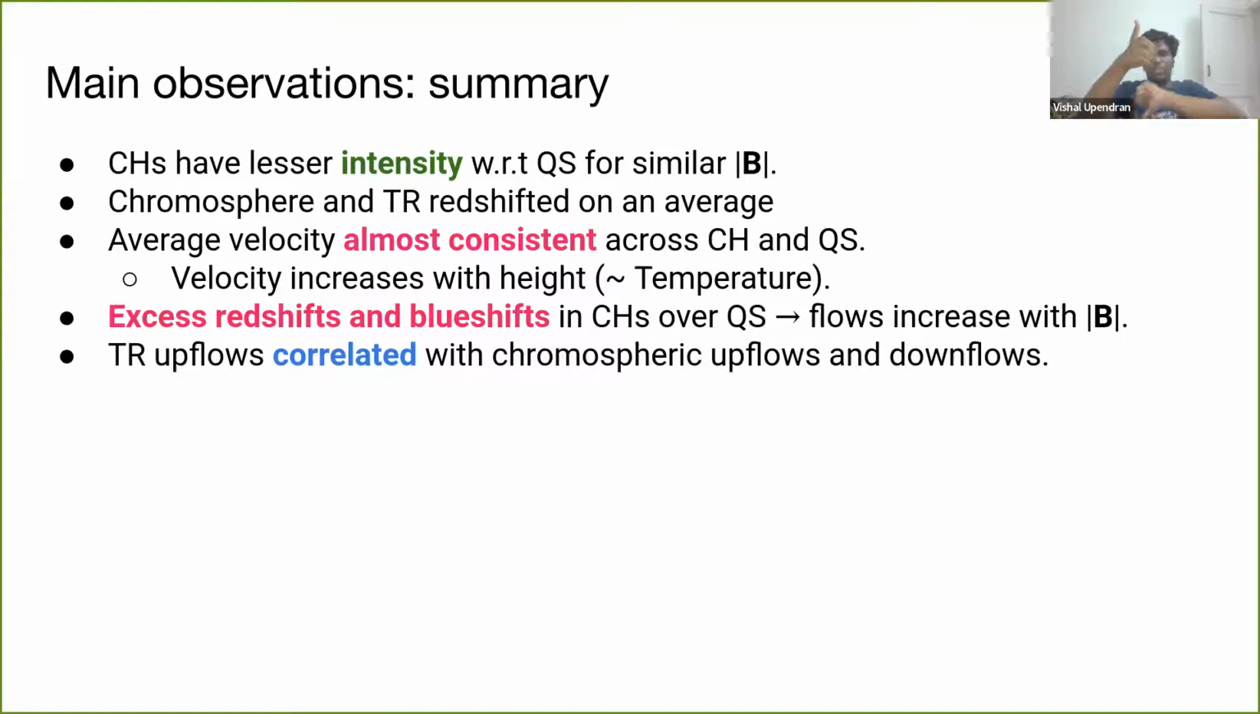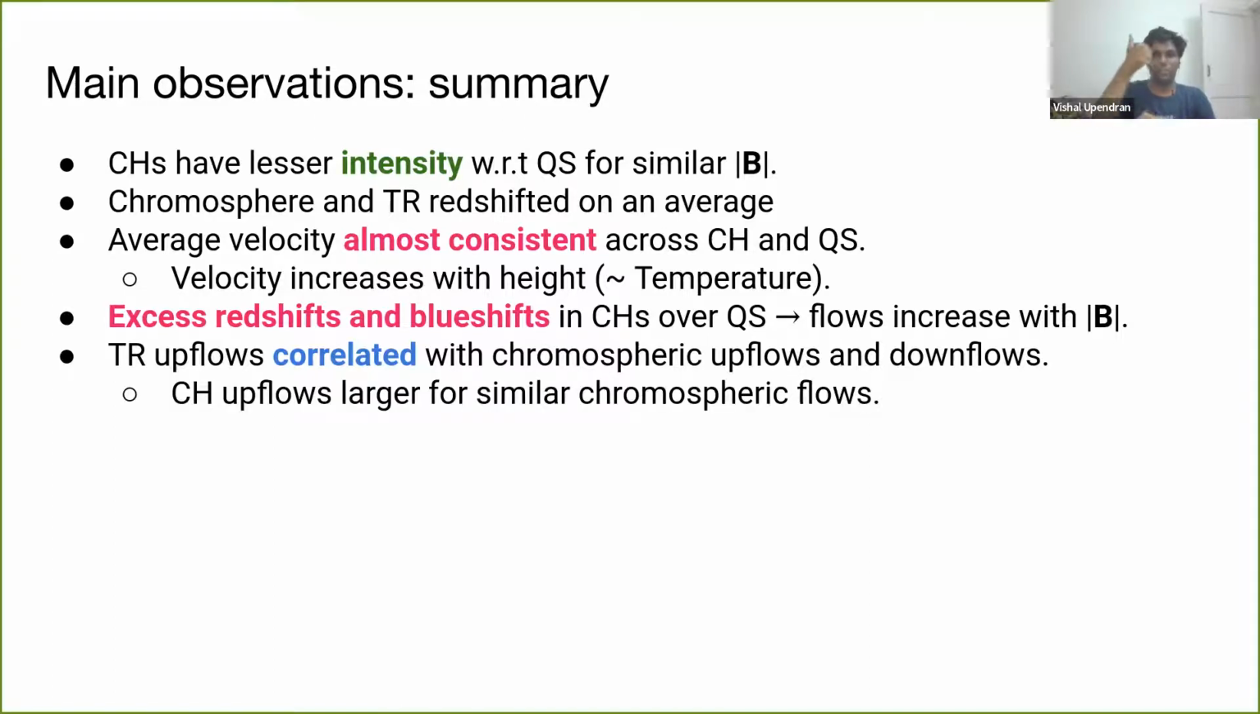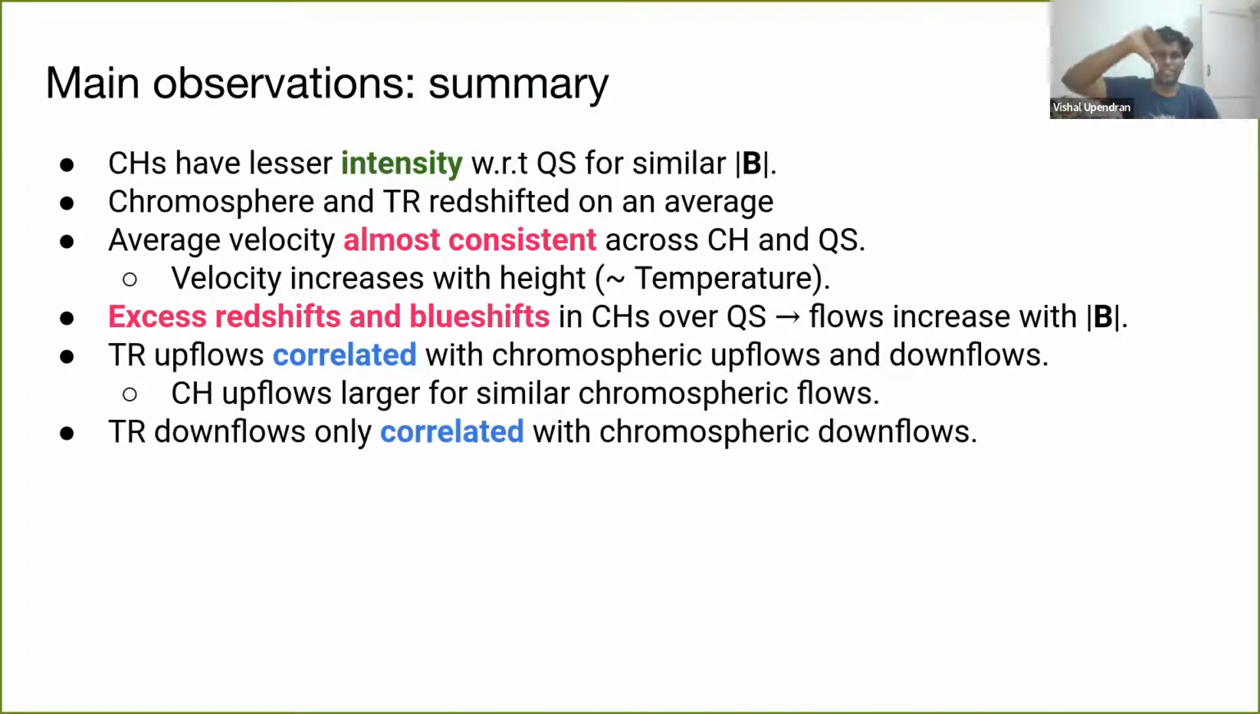upflows and downflows in the chromosphere, with the coronal holes showing larger upflows or larger acceleration of upflows when compared to quiescent. Finally, the transition region downflows are only correlated with downflows in the chromosphere, and the quiescent shows excess deceleration of downflows from the transition region to the chromosphere.